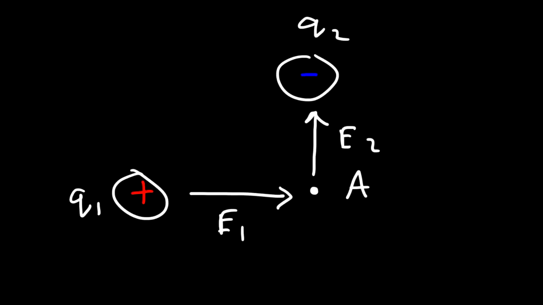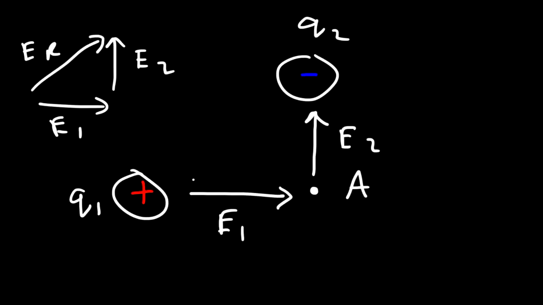So if we add those two vectors, we have E1 going in this direction and then E2, so the resultant vector is here. This is where we started and this is where we finished. So at point A, the net electric field is going in this direction. It's going in a northeast direction.